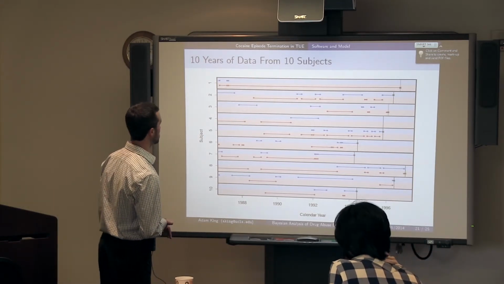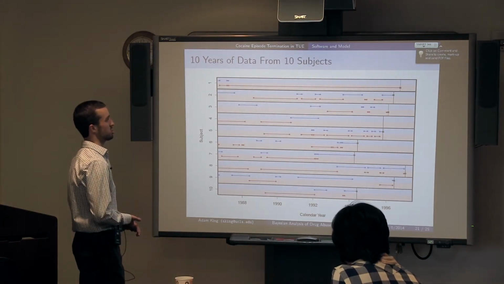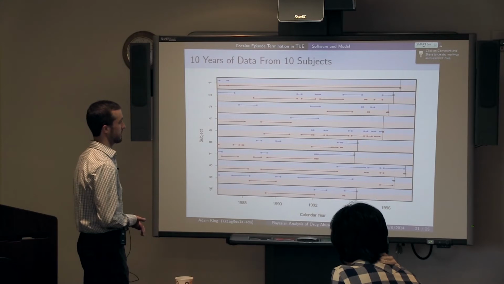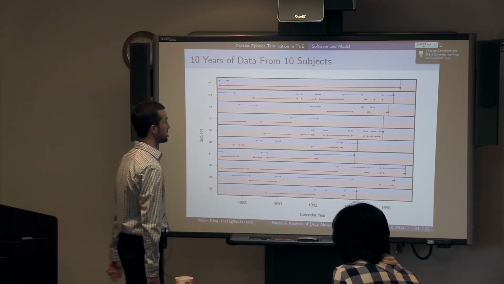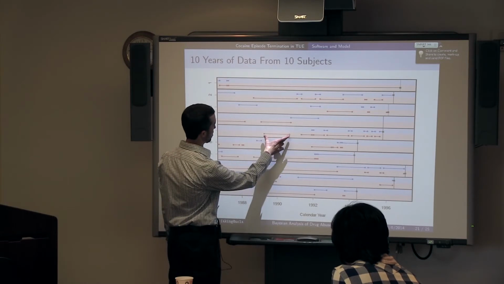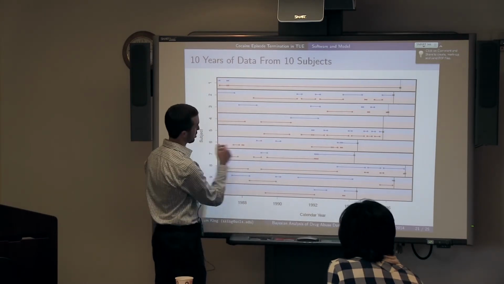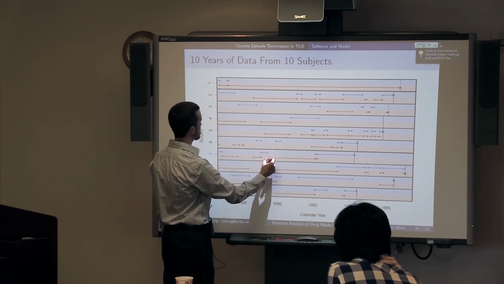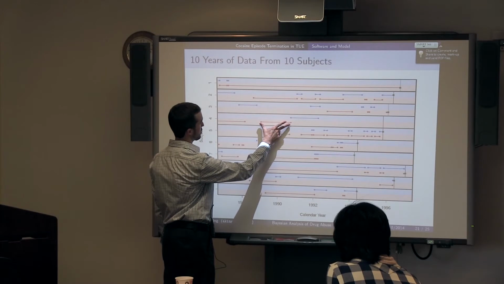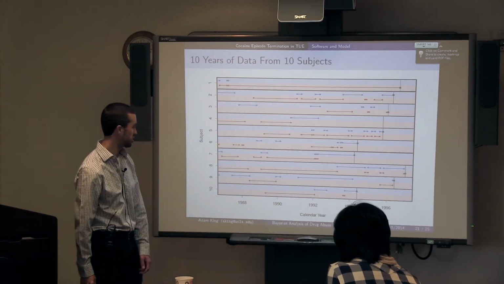And so here, just to remind you what the data looks like, here I have 10 years of history from 10 subjects. In blue is episodes of incarceration. In red is episodes of cocaine use. So the model that we're looking at right now is a model for the durations of these red line segments. And so you can see here with subject number 5, here is an episode of cocaine use which does not end in incarceration, whereas for subject 4, here is an episode of cocaine use which does end with incarceration.